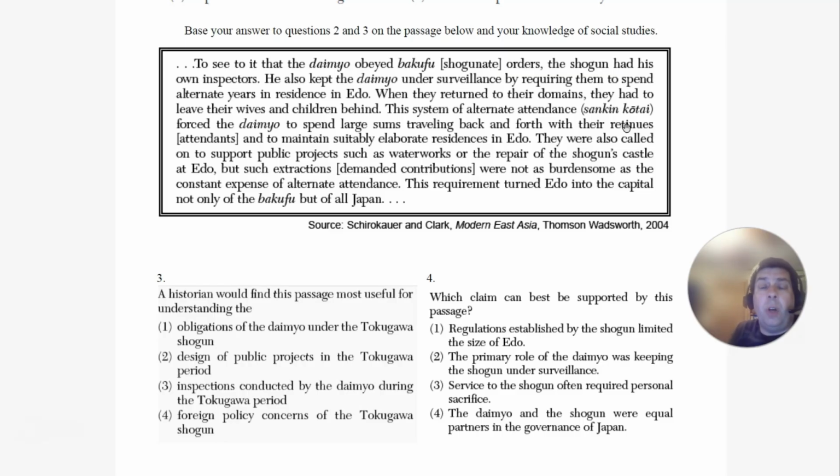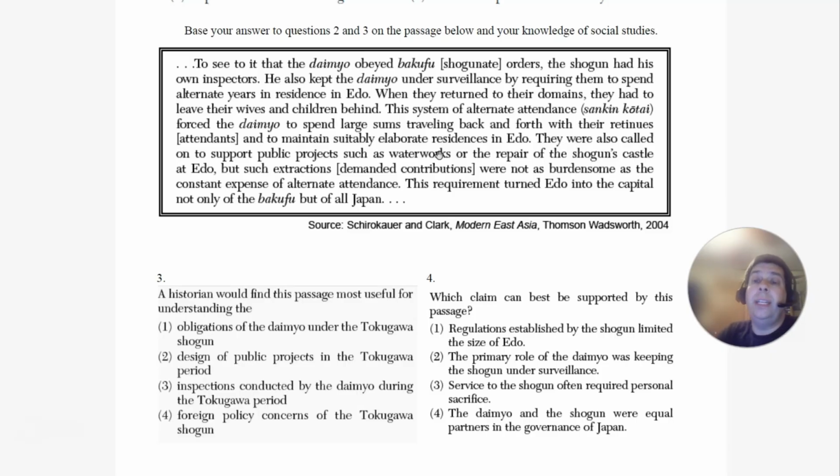This system of alternate attendance, Sankin Kotai, which I hope I pronounced at least closely, forced the daimyo to spend large sums traveling back and forth with their attendants and to maintain suitably elaborate residences in Edo. They were also called on to support public projects such as waterworks or the repair of the shogun's castle at Edo, but such demanded contributions were not as burdensome as the constant expense of alternate attendance.